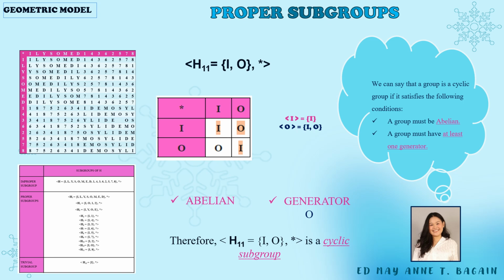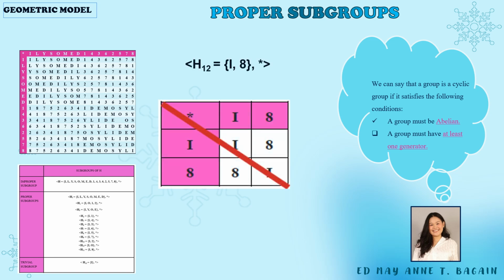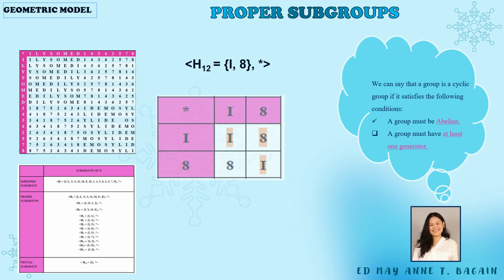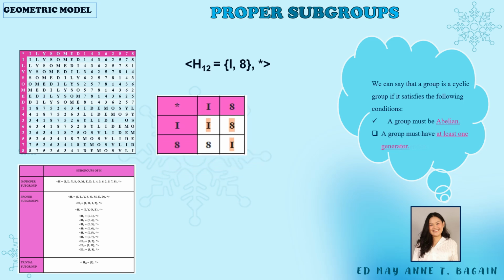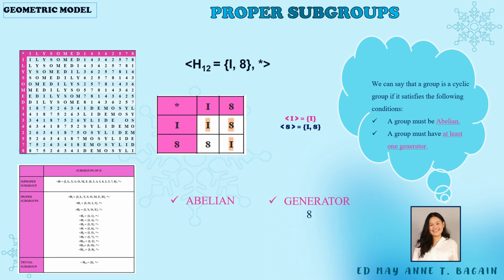So now, moving forward with the H sub 12, we have the I and 8 under the operation star. It is abelian and has at least one generator, which is 8 because it generates all of the elements of the group, which are the 8 and I. Next, we know that all of the conditions are met because it's abelian and has at least one generator, which is 8. Therefore, H sub 12 is equal to I and 8 under the operation star is a cyclic subgroup.